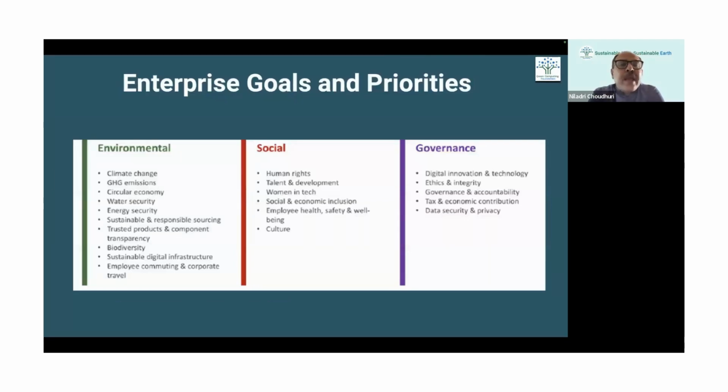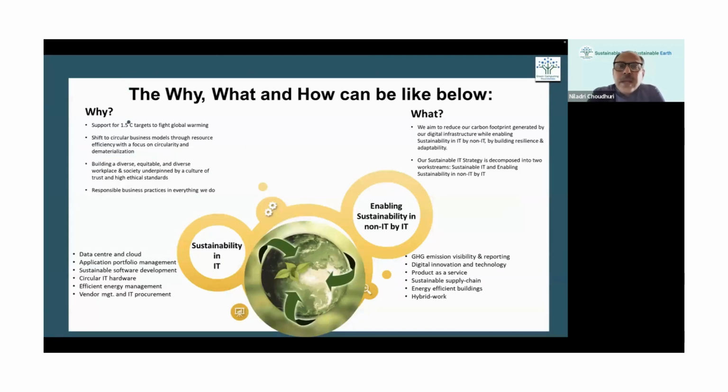So we have to set up the enterprise goals and priorities and see how, by doing the materiality assessment, whatever we are doing is helping us to achieve these ESG goals. So why, what, and how. Why is to support that 1.5 degree target to fight global warming, which we looked at from the Paris Agreement, shift to circular business models through resource efficiency with a focus on circularity and dematerialization, building a diverse, equitable, and inclusive workplace and society underpinned by a culture of trust and high ethical standards, responsible business practices in everything we do.